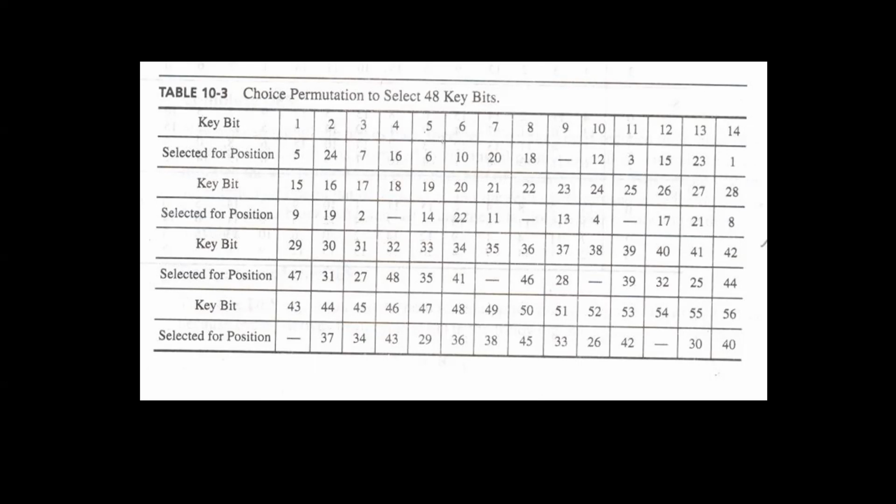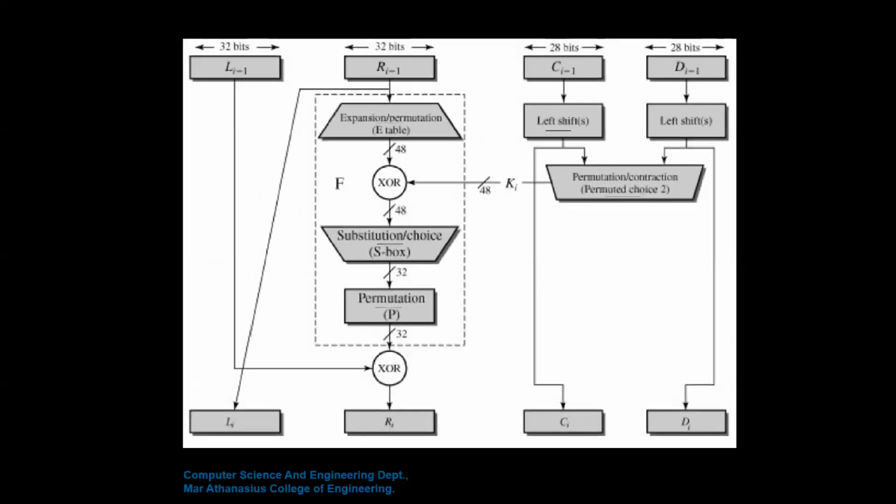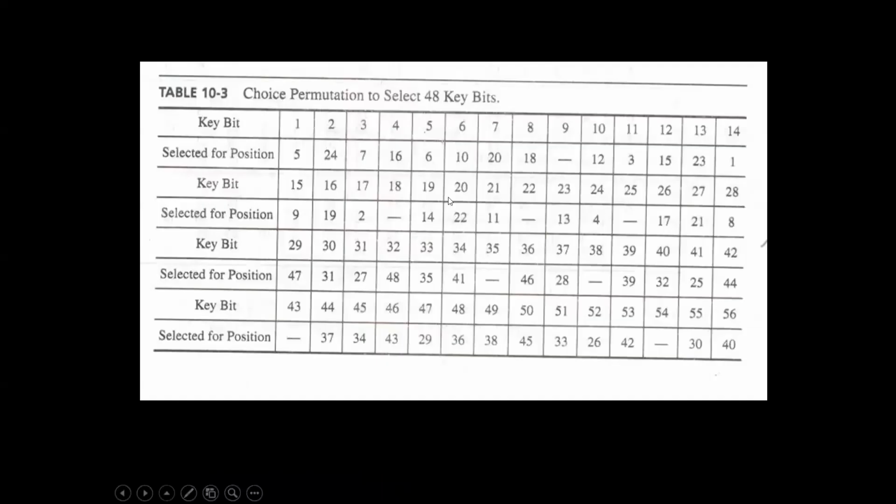We know that the input is 56 bits. The 56 is divided into two halves, and we left shifted, and when you combine it together again, it forms a 56-bit input. When you perform permutation choice as per this table, it neglects certain bits. Here, these are the input bits, and the corresponding output positions are given in this table. So the bit at position number 1 goes to the 5th position of the output. Bit at position 2 goes to the 24th position of the output.